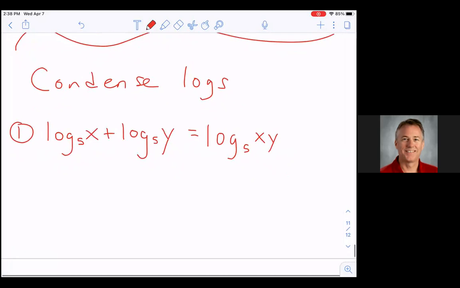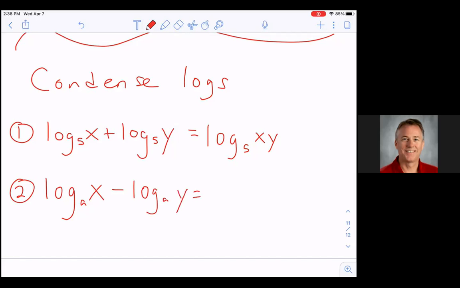So our second rule, and there's 3 of them, our second rule is if I had, and I'll just use variables, log base a of x minus log base a of y, that would equal log base a of x divided by y. So you want to just kind of remember that when you're condensing, addition becomes multiplication, subtraction becomes division.